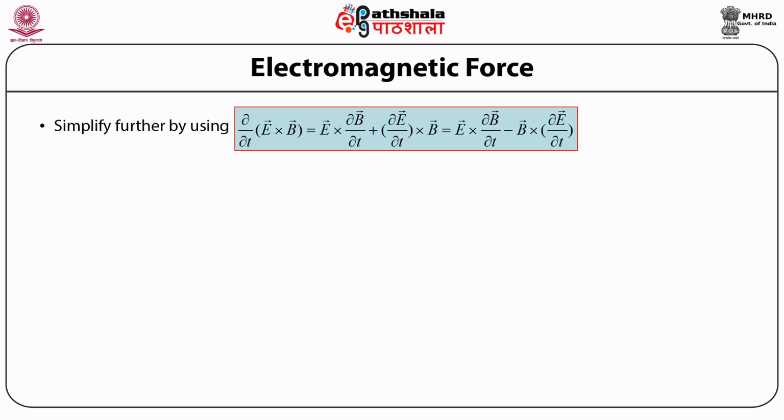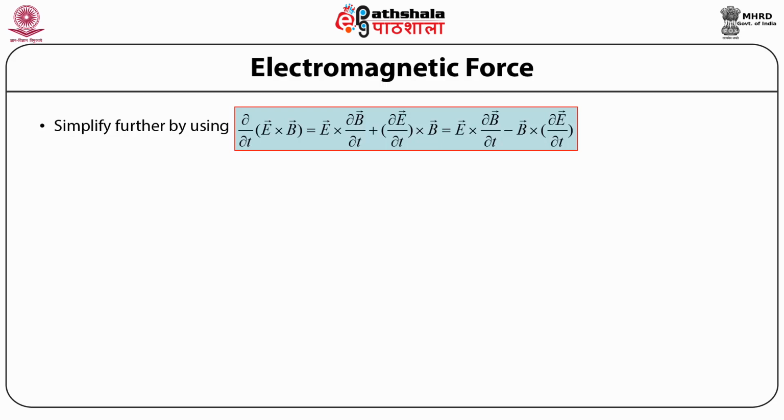So this can then further be written as the vector product of the electric field E with the partial time derivative of the magnetic field induction vector B, minus the vector product of the magnetic field induction vector B and the partial time derivative of the electric field vector E. So here in the second term, we've just changed the order of the cross product and hence we've got the negative sign.